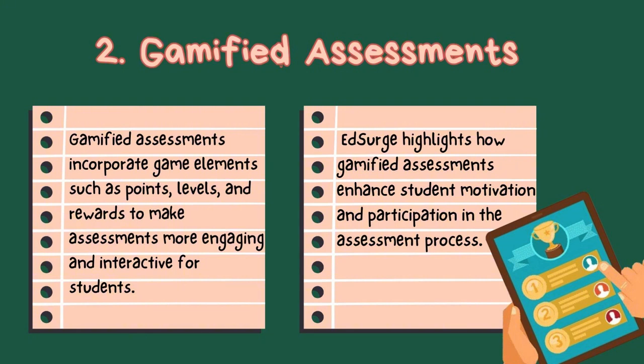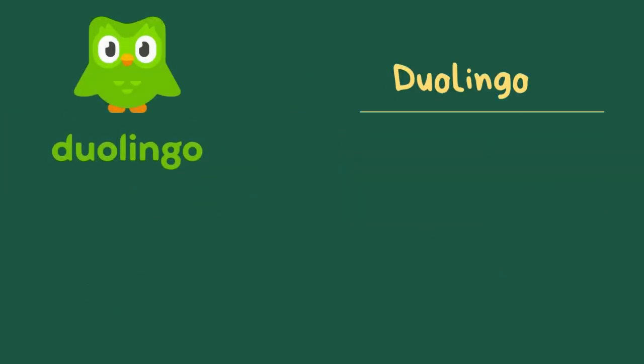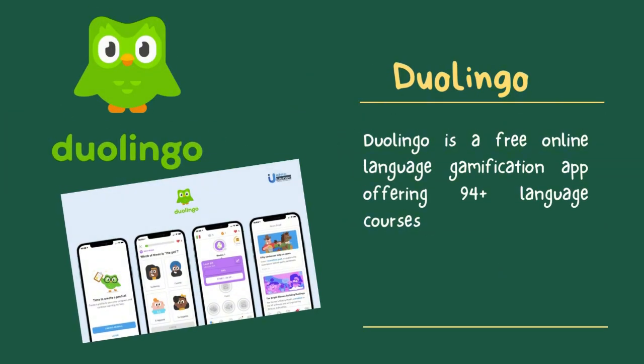In early childhood education, game-based learning has the potential to promote cognitive, social, and emotional development. So here's an example of gamified assessment. The first example is Duolingo. Duolingo is a free online language gamification app offering 94 language courses. Duolingo was designed to provide an engaging and educational early literacy curriculum to early readers.